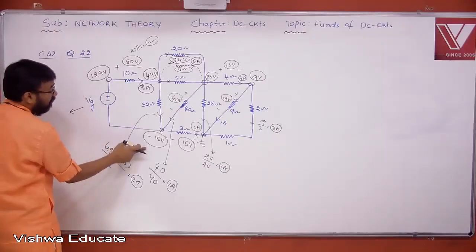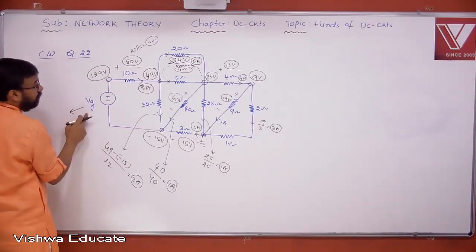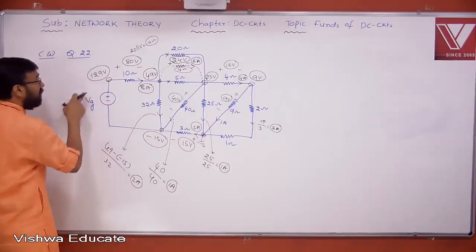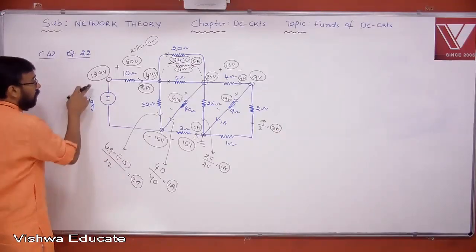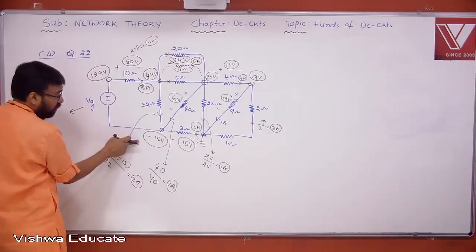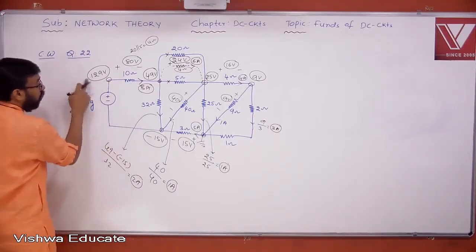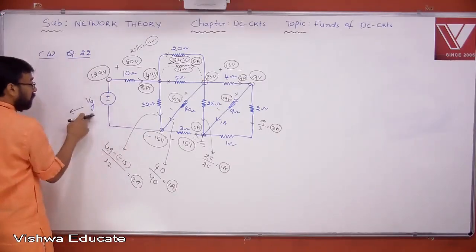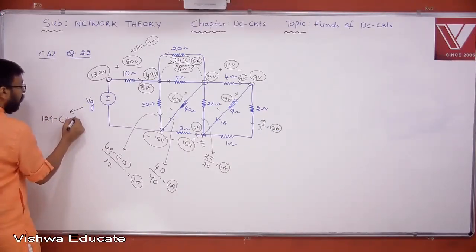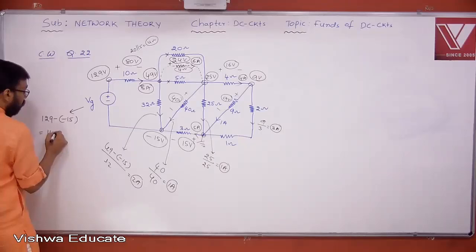minus of minus 15 is nothing but Vg now. Yes or no? Because this is not 0, you cannot take this 129 directly. The other node is operating at a different potential other than 0, that is minus 15. The potential difference will give you this. Therefore, 129 minus of minus 15, that is 144 volts.